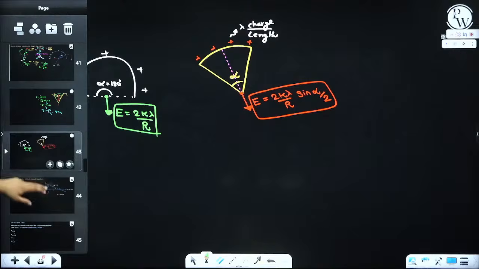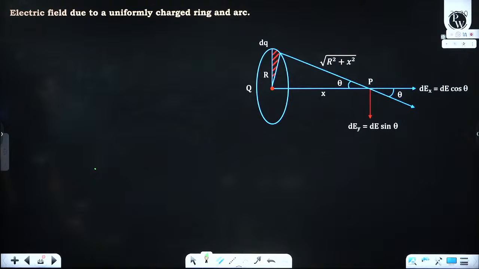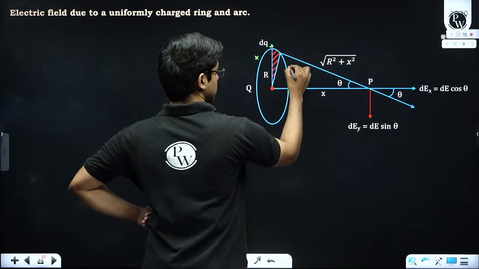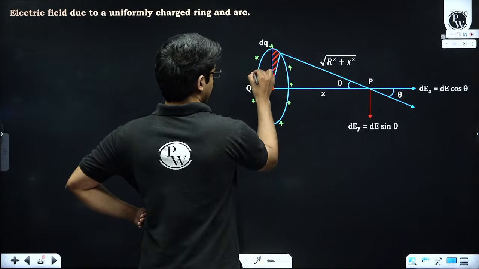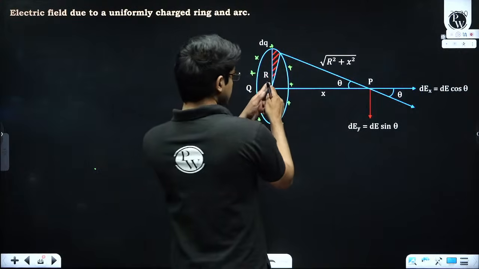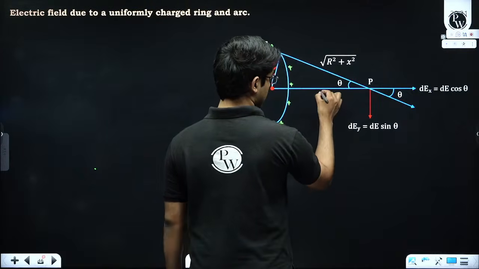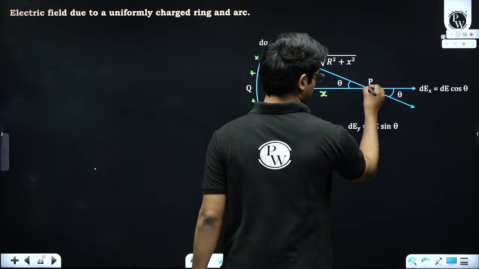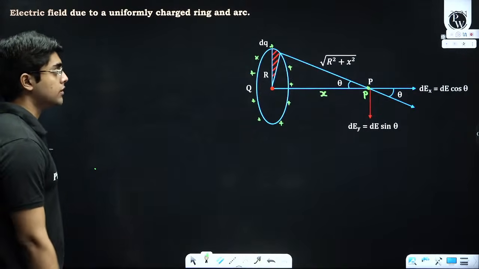So now this is more important for your board exams, the uniformly charged ring. So here we have a uniformly charged ring, the same lambda charge per unit length, and from the center of this circular arc we are going a distance x to the right, and we want to find the field at this point P.